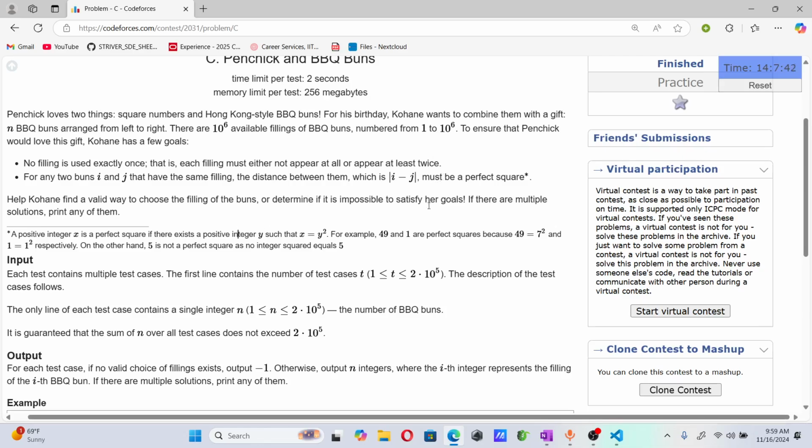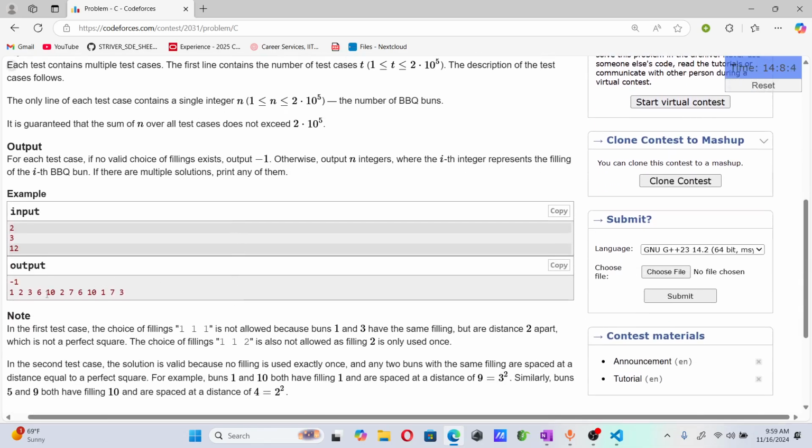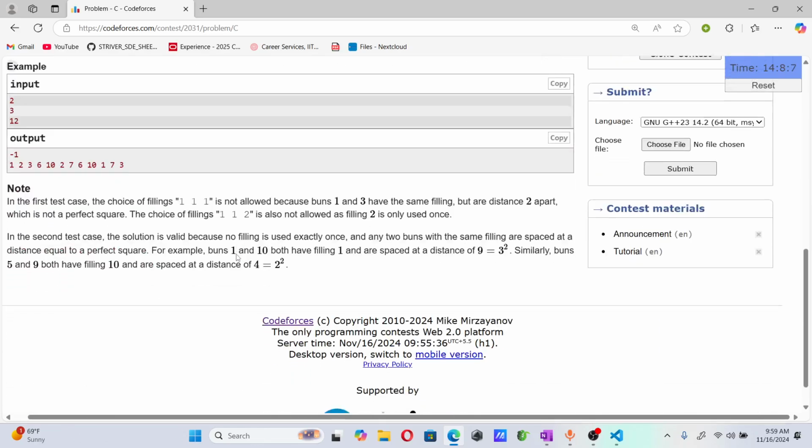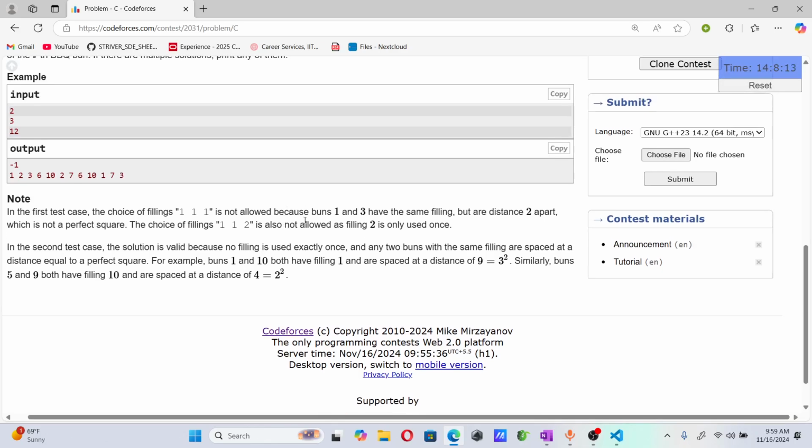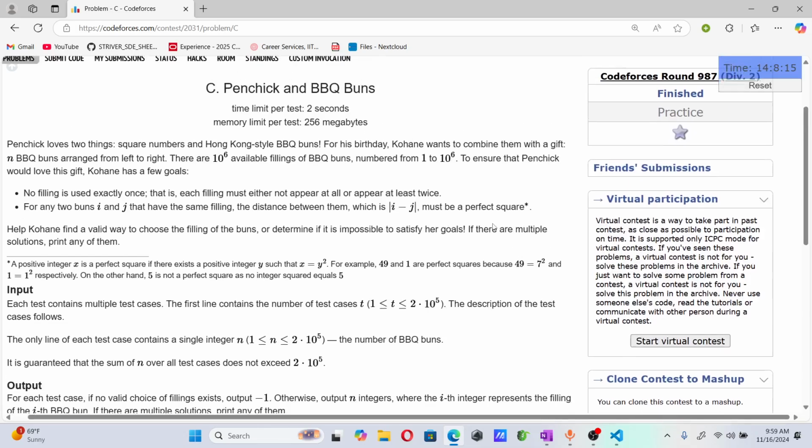So can the perfect square be one? Like i minus a is one, right? So yeah, you can use one, I guess. No? Yeah. So I think you can use one, two.